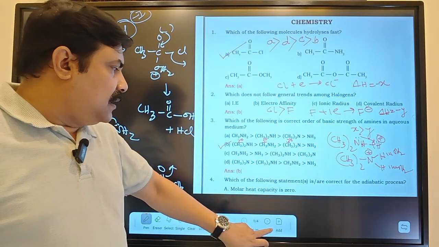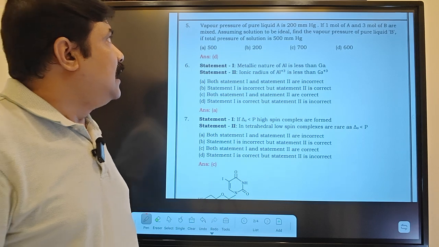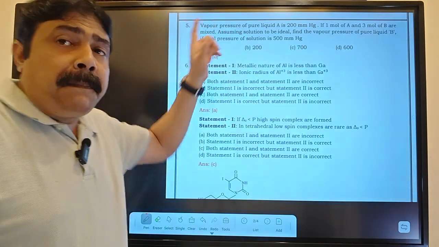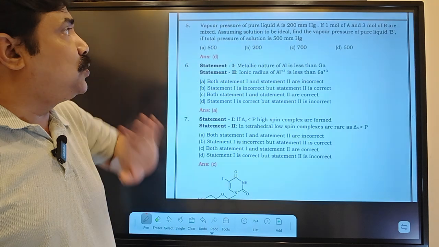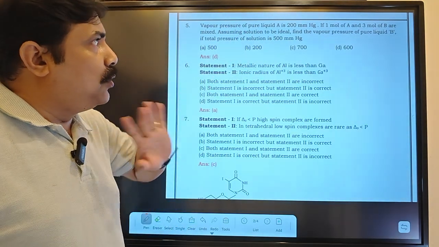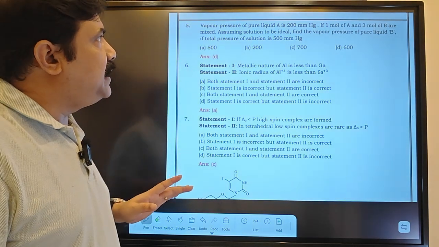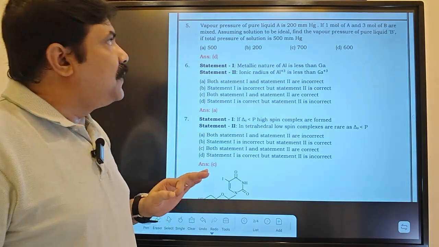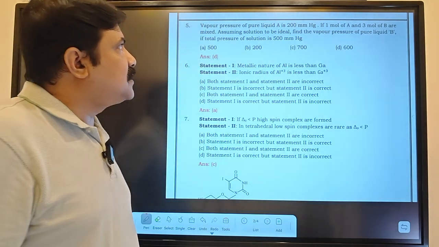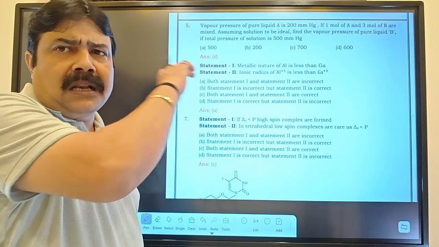Now let us see the next question. In the next question, what do they ask? They ask about vapor pressure. Here the question number is 5. Vapor pressure of a pure liquid A is 200 millimeter of mercury. If 1 mole of A and 3 moles of B are mixed, assuming the solution behaves like an ideal one, find the vapor pressure of pure liquid B if the total pressure of the solution is 500 millimeter of mercury. It's based on Raoult's law.